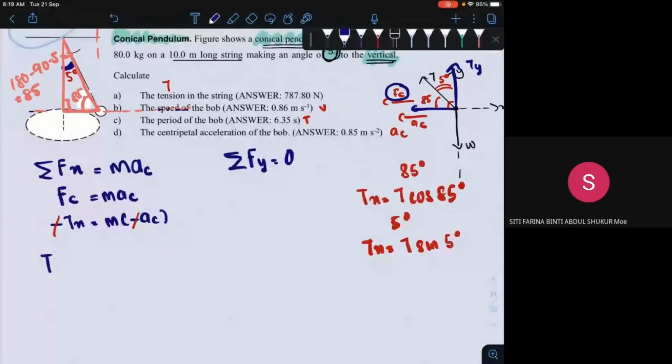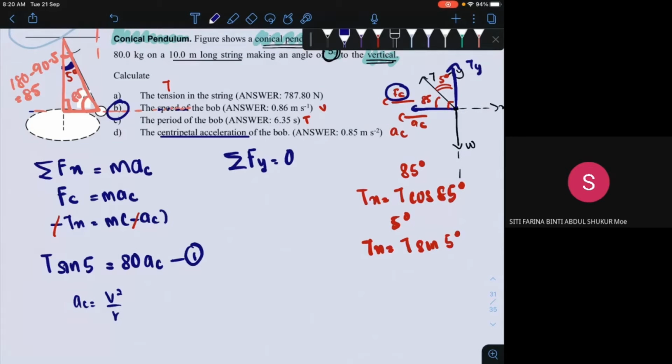So dia akan jadi T sin 5 sama dengan mass adalah 80 AC. AC is something yang kamu tak tahu juga dalam soalan. Kalau kamu perasan soalan D dia suruh cari AC itu. Maksudnya betul lah you do not know. To find this tension, you have an unknown AC dekat sini. Okay, kita cuba kembangkan AC kamu. AC pula sama dengan V square over R. R adalah radius of the circle. V square adalah speed of the bob. Kalau kamu perasan soalan B, dia suruh cari speed of the bob. Maksudnya V ini pun adalah satu unknown. So basically you have unknown dekat sini. So kamu ada dua unknown dalam satu equation ini.